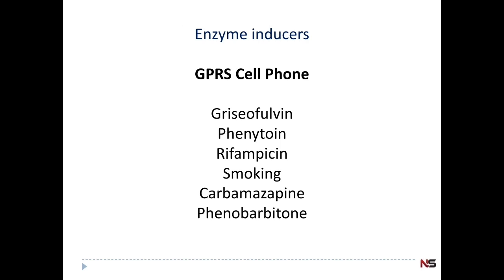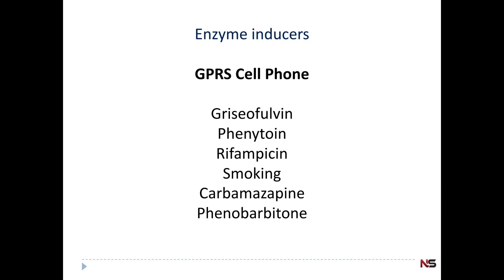We are moving to enzyme inducers. So when you are giving this medicine along with other medicine, this medicine will induce the enzyme metabolism, so the total duration of action will be very less compared to normally when you are giving alone. For studying this one, you can use this trick, GPRS cell phone. G for griseofulvin, P for phenytoin, R for rifampicin, S for smoking. So smoking also induces enzyme. They induce microsomal enzyme production and the metabolism will be rapid, thereby the duration of action will become less.